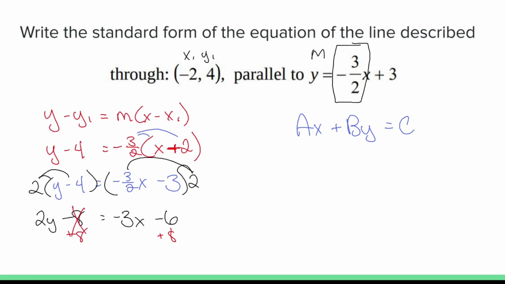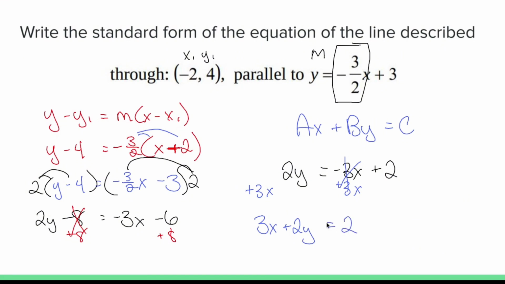Let's rewrite you up here where I have a little bit more space. So 2y equals -3x, and then -6 plus 8 is 2. My last step is to add 3x to both sides, like so. 3x and 2y don't combine, so 3x plus 2y equals 2. So now that's in the form of ax plus by equals c, no fractions, x and y are on the left, numbers on the right, everybody wins.